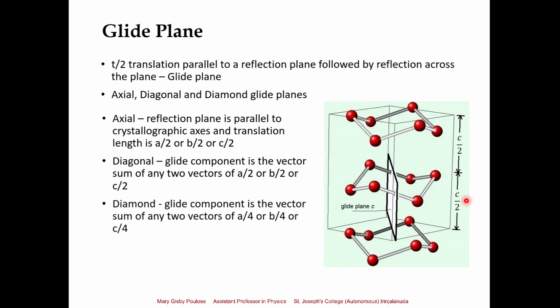Now in the diamond glide plane, again here the translation component or the glide component is the vector sum of any two vectors of a by 4 or b by 4 or c by 4. So we take the vector sum of either a by 4 and b by 4, or the vector sum of b by 4 and c by 4, or the vector sum of a by 4 and c by 4, and translate the crystal lattice along that vector. And this forms the diamond glide plane.